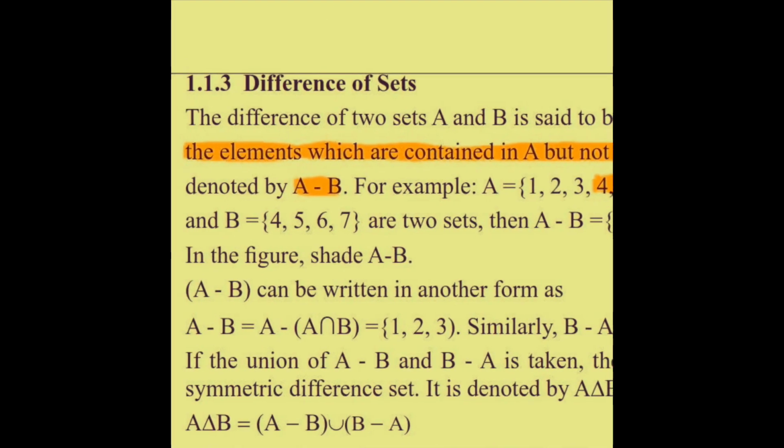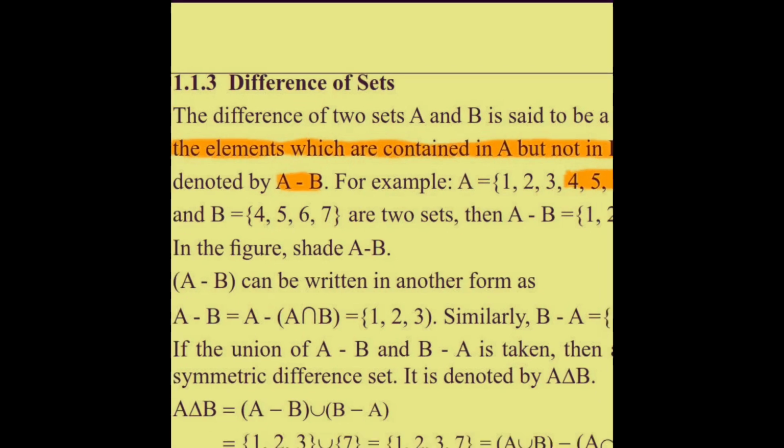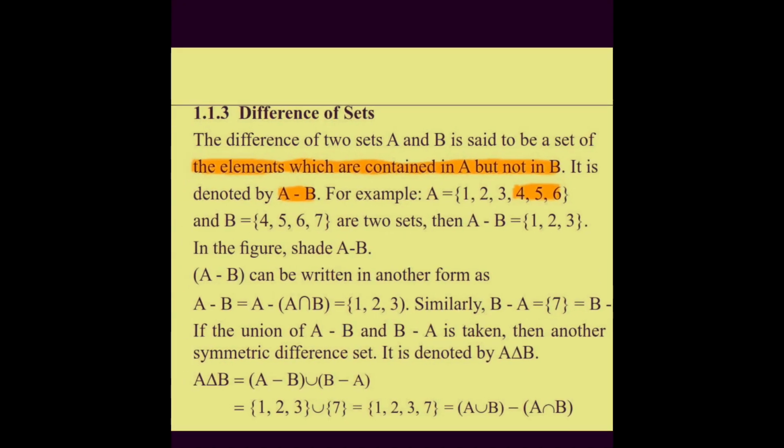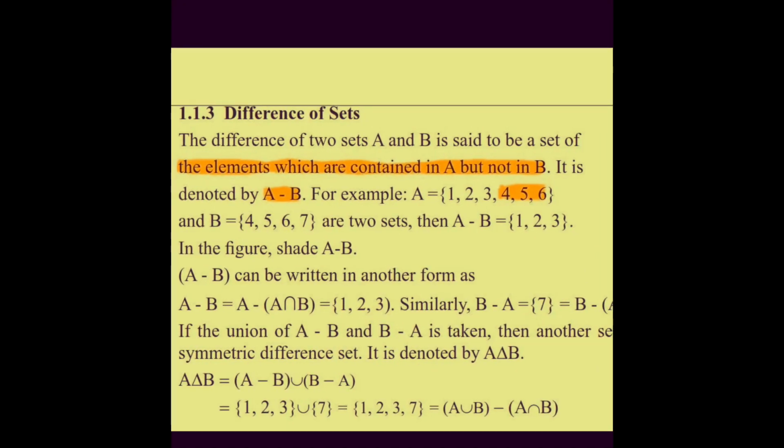The difference of two sets A and B is said to be a set of the elements which are contained in A but not in B. Okay, the elements which are contained in A but not in B. That means we have to write only the elements of A which do not belong to B, and it is denoted by A minus B.